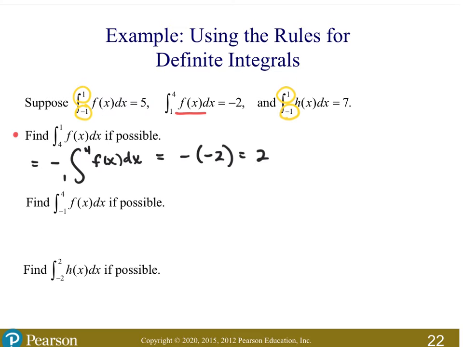All right, next one. Find -1 to 4 if possible. Well, I don't have -1. Now I want -1 to 4, all the area from -1 going to 4. Okay, well what we've got is we've got the area going from -1 to 1, and then we have more area going from 1 to 4.